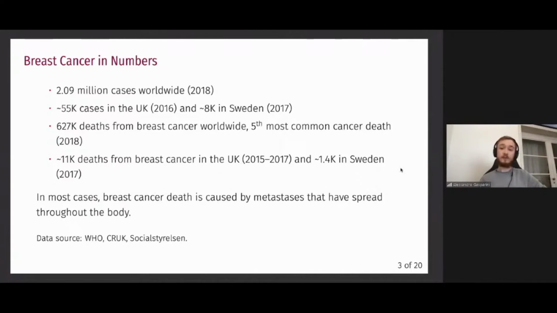It's also the fifth most common cause of cancer death in the world, with 630,000 deaths worldwide in 2018, and approximately 11,000 in the UK and 1,400 in Sweden. An important thing is that in most cases, breast cancer death is caused by metastases that spread throughout the body. That's essentially the lethal part of breast cancer.